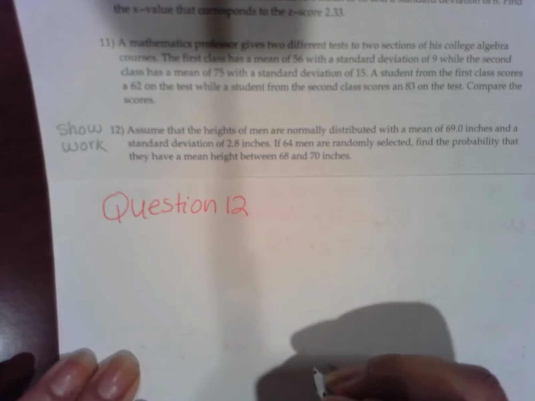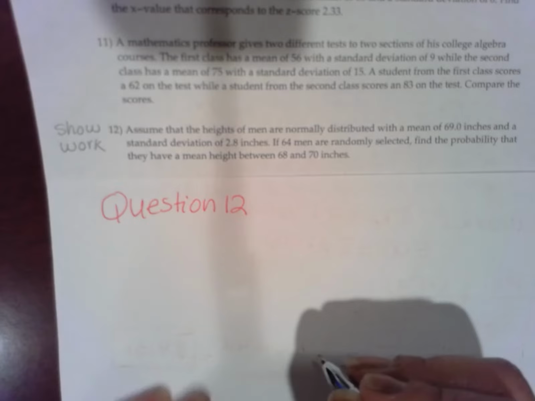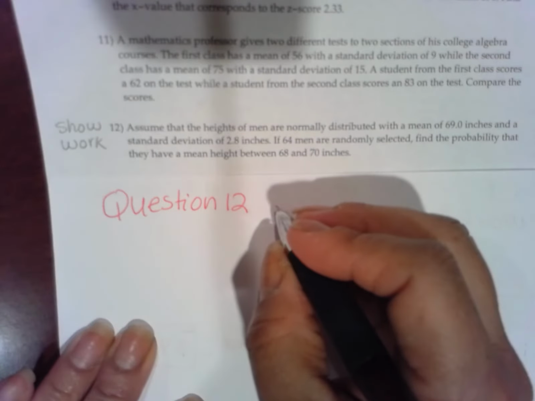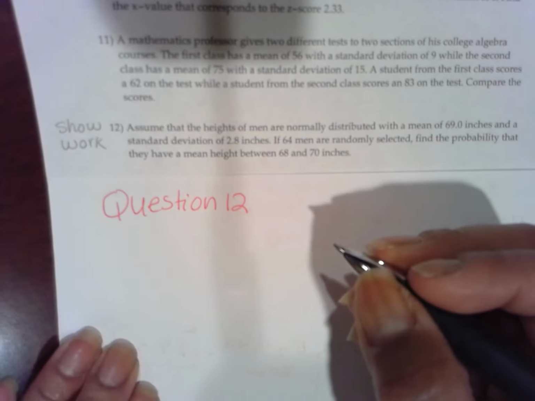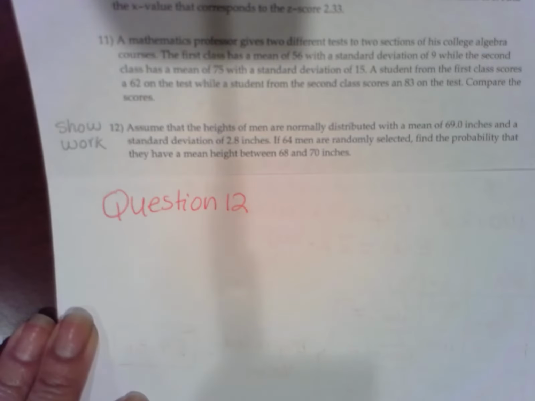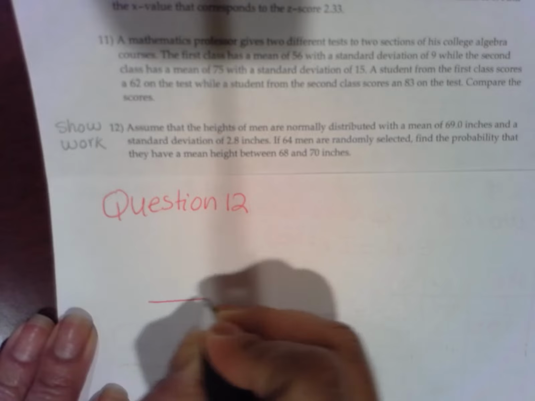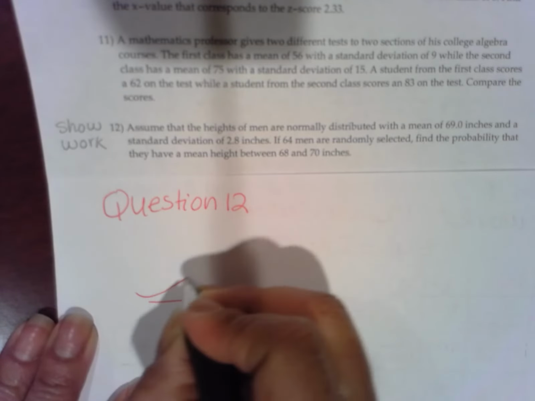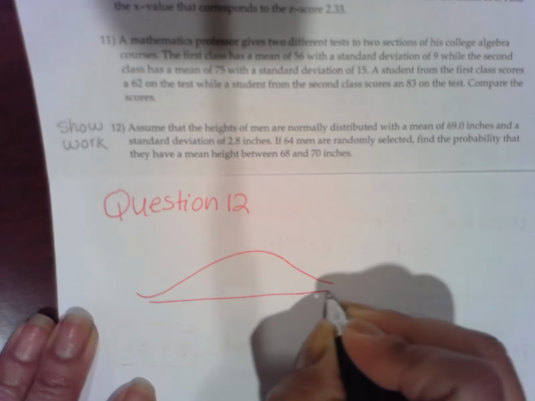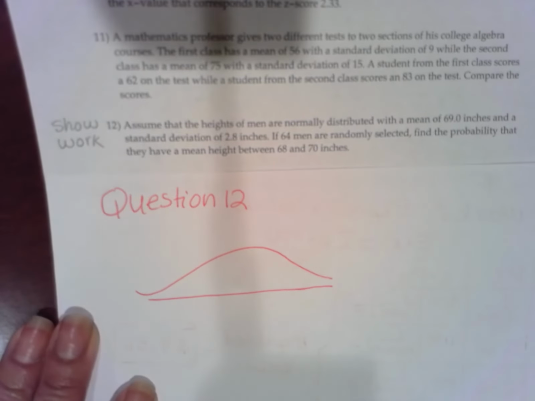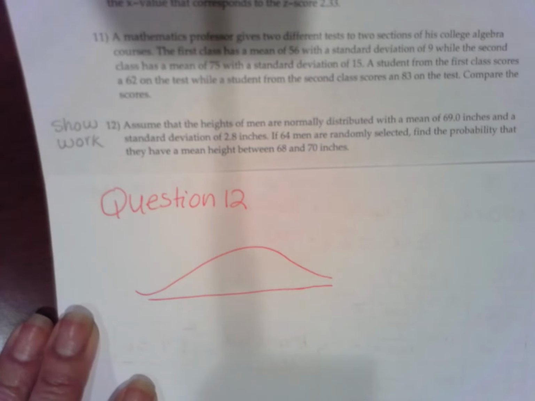Okay, the next question is question number 12 from the Unit 2 practice test. Question 12: assume that the heights of men are normally distributed. So the keyword is normally distributed, so make sure that you draw your bell curve. It will already be on the test for you, provided to you at no additional cost.